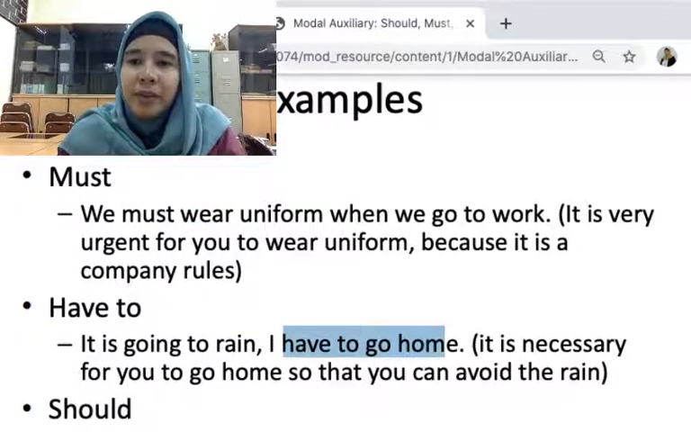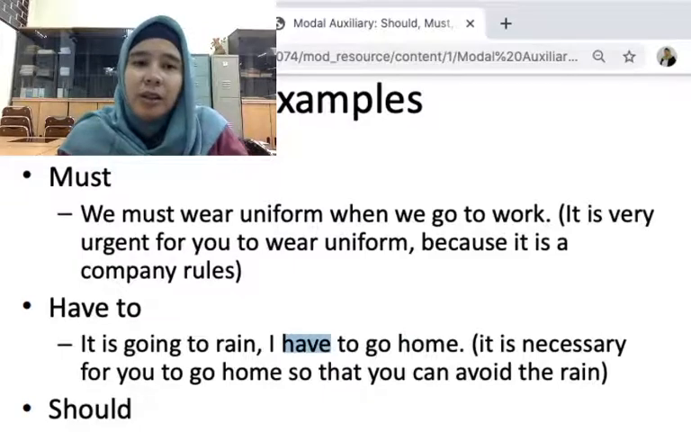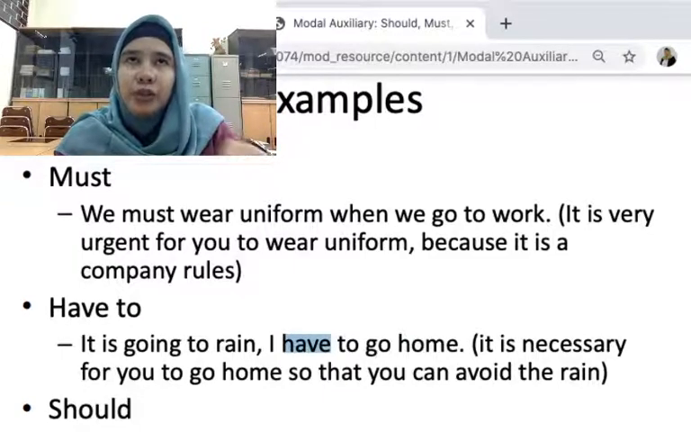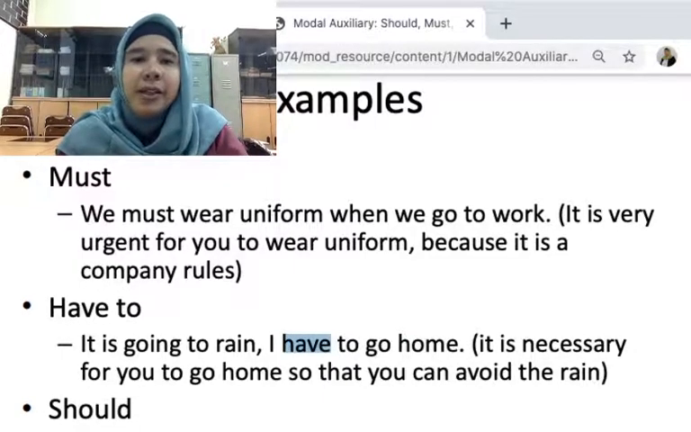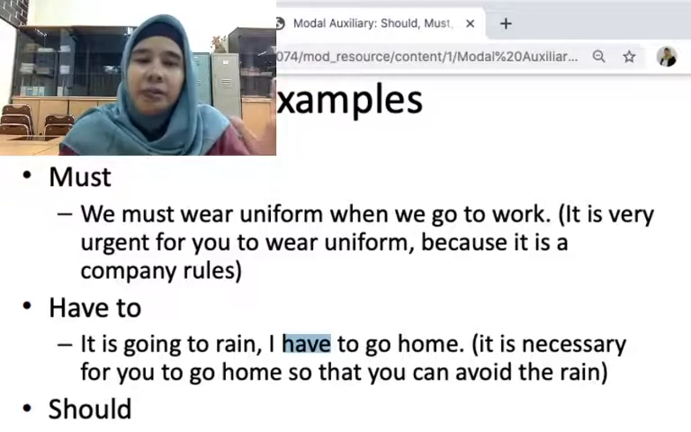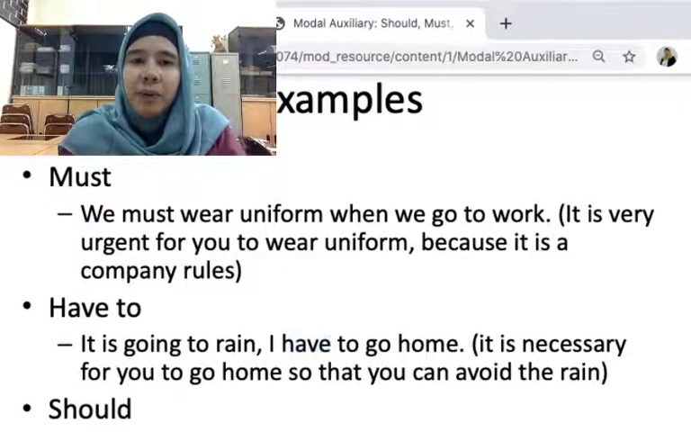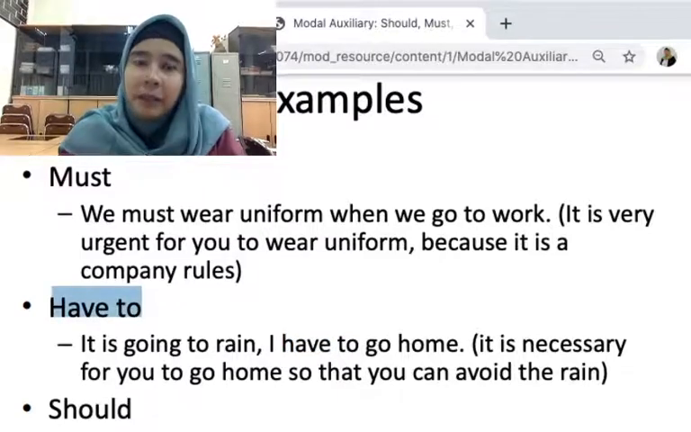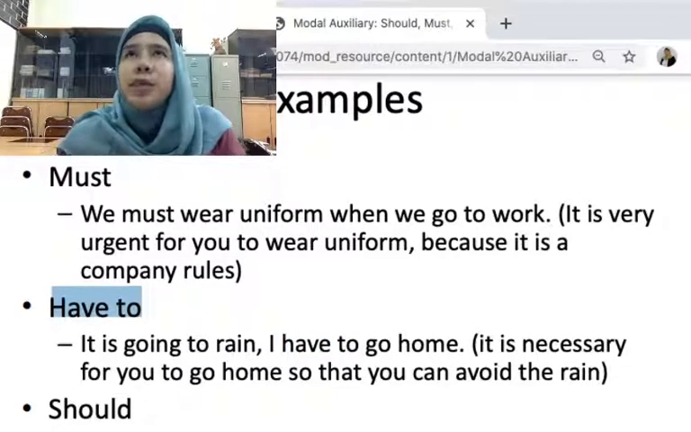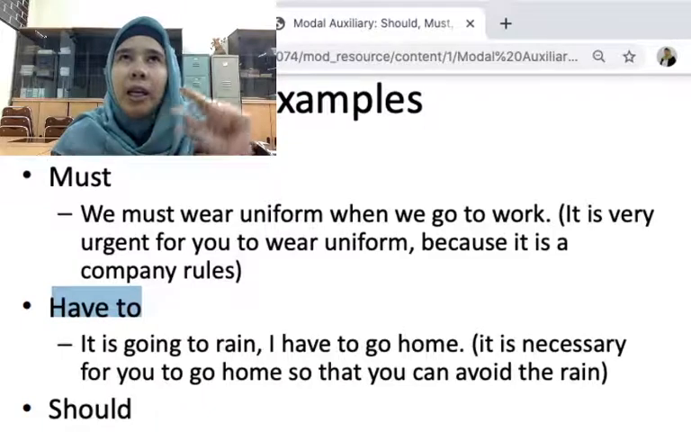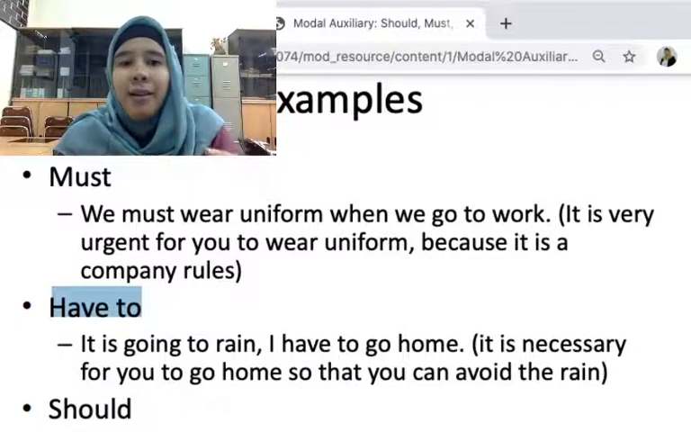Why? Because have is not actually an actual modal. Modal itu kan hanya will, ya kan? Or can, should, and have to is a part of the modal auxiliary, but in a different form aja. Oke.